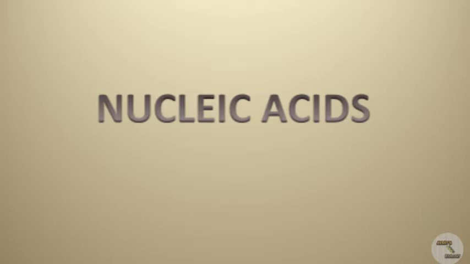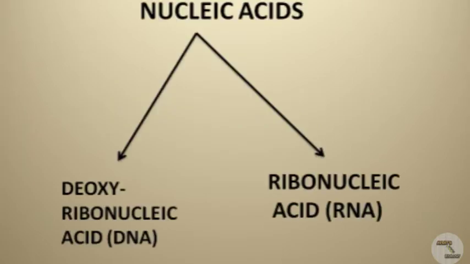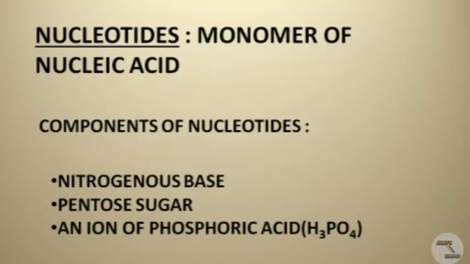In this video, I am going to discuss nucleic acids. Basically, nucleic acids are biological polymers. Nucleic acids are composed of repeating units like protein. The repeating units of nucleic acids are called nucleotides. There are two types of nucleic acids, and these are the deoxyribonucleic acid or DNA and the ribonucleic acid or RNA.